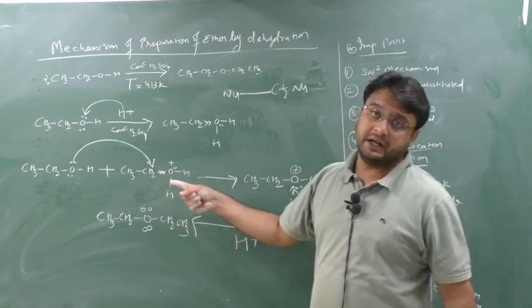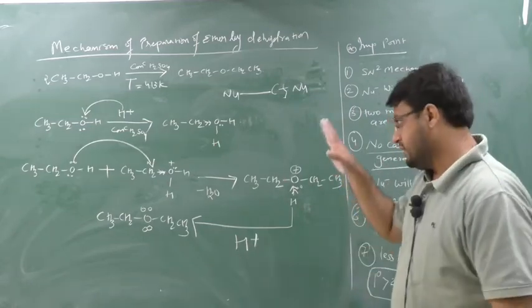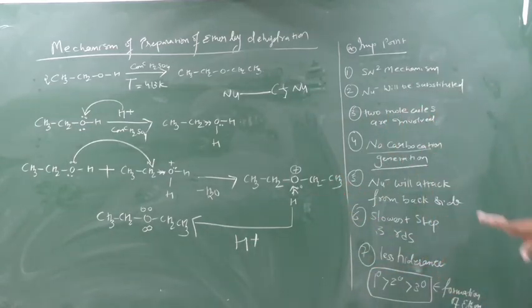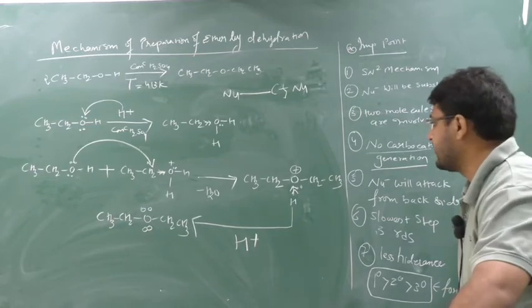If instead of 1 degree, I would have taken 2 degree or 3 degree, the ether formation would be slowest. How? I will show you. First, take a screenshot. Take a screenshot, write it down. Taken screenshot, written. Okay.